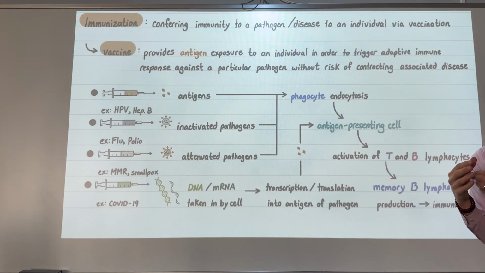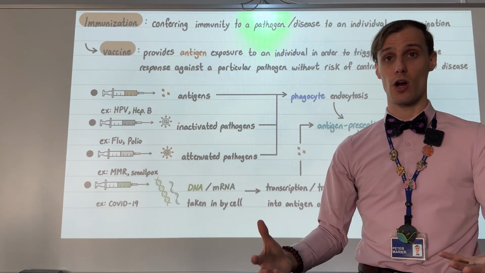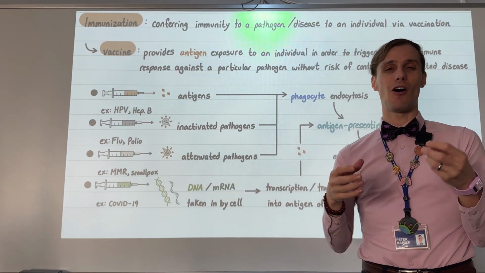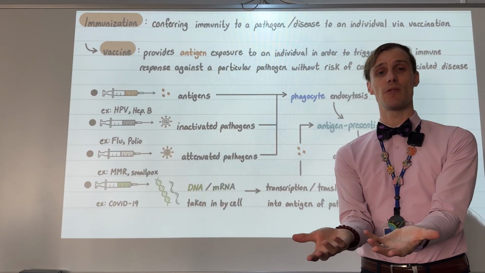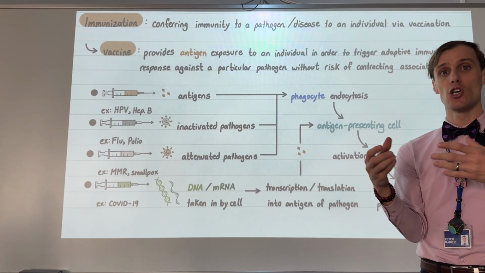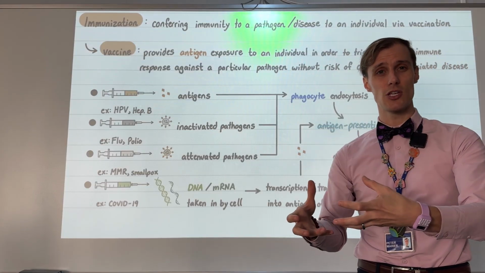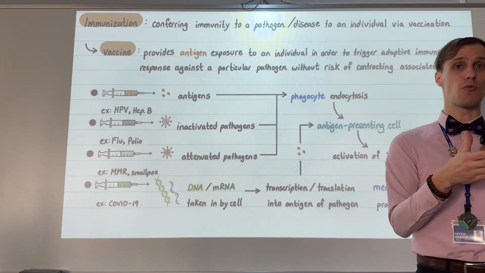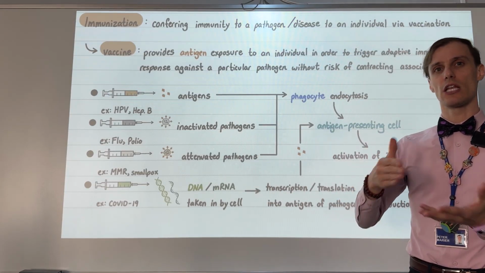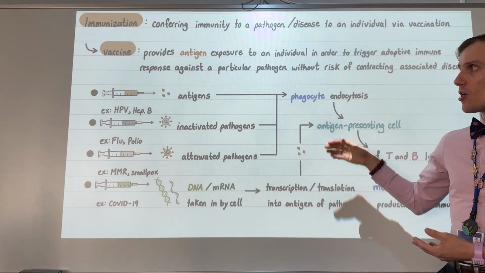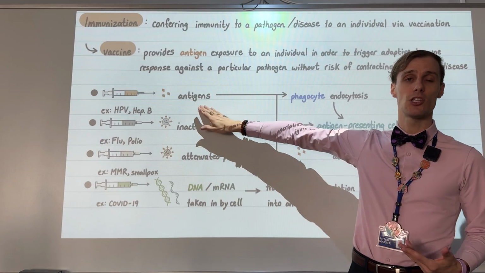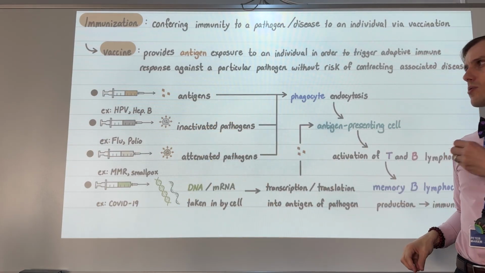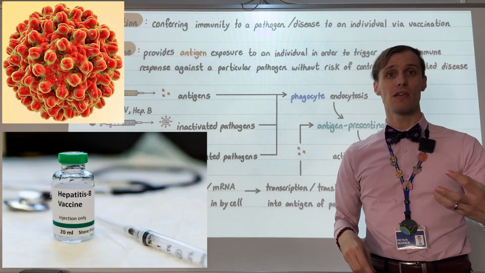So what exactly is a vaccine and how do vaccines work? At a general level, how all vaccines work is they provide your immune system the opportunity to experience a particular antigen, but without the risk of infection. There are a lot of ways that this can happen. The most simple way that we can think about this would be what's called an antigen vaccination. And examples of this would be the HPV or the hepatitis B vaccine.